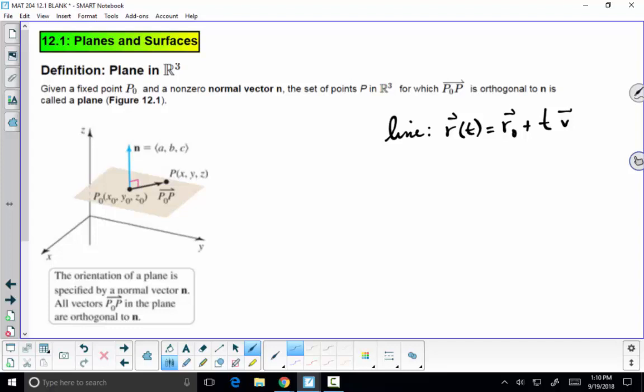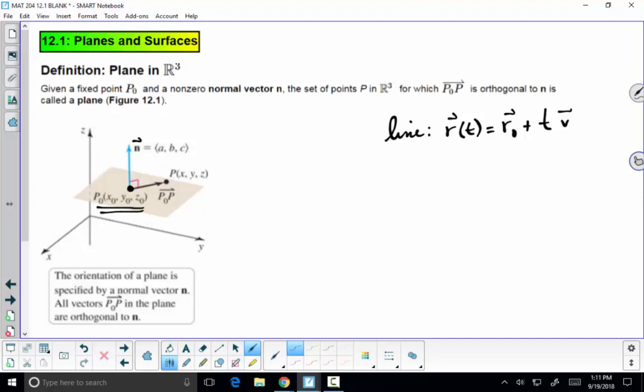So for a plane, we're also going to have 2 vectors. We are going to call one of them the normal vector. That's perpendicular to the plane right there. And one of them is going to be a displacement vector in the plane. For example, this point right here, x naught, y naught, z naught, is a known point that's in the plane.